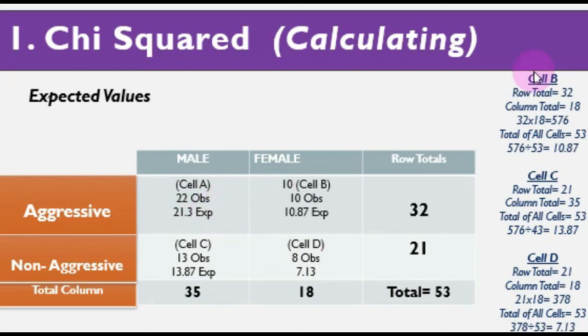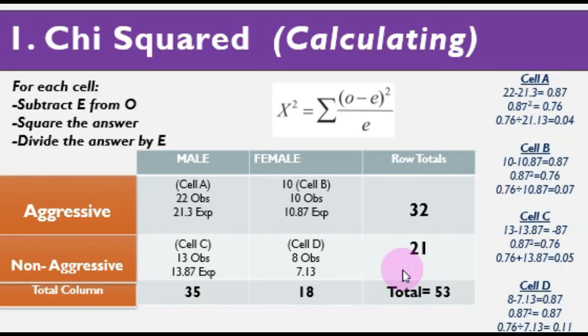Okay? So, sa cell B, okay, yung row kanina na 32, okay, and the column total number is 18. 32 times 18 is equal to 576. Then total number of all cells is 53. And then we come up with dito sa 10.87. And kinalculate natin bawat isa, or kinalculate ko bawat isa ng cells na yon. Cell A, cell B, cell C, and cell D. Okay? With this, using also this row total for each. Ask me during synchronous kung nalilito.